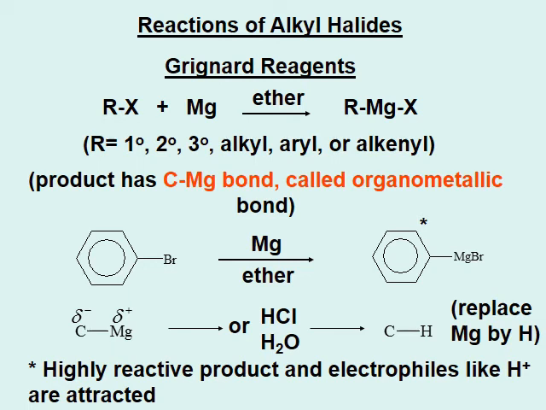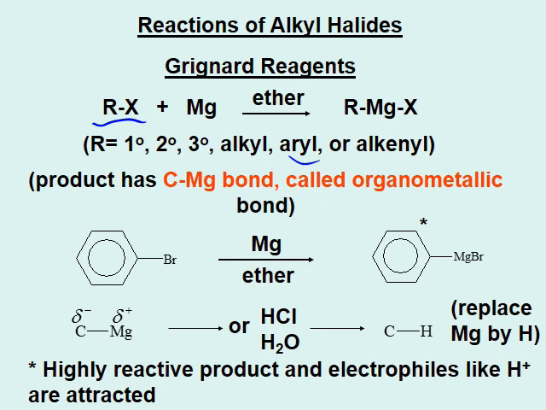In this slide, we're going to discuss Grignard reagents, how we make Grignard reagent, and what kind of reactions are expected from Grignard reagents. As I mentioned before, this is a very important reaction. You just need an alkyl halide, RX. So R represents alkyl. Aryl means it's a benzene ring. Alkenyl, from alkene, alkenyl.